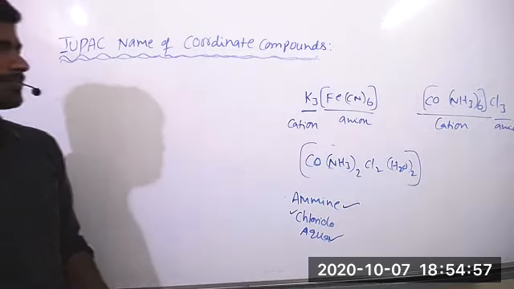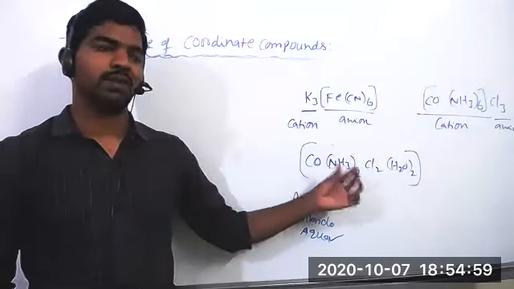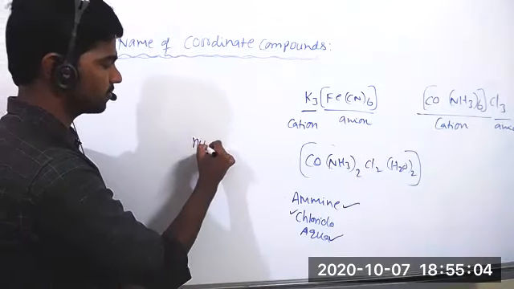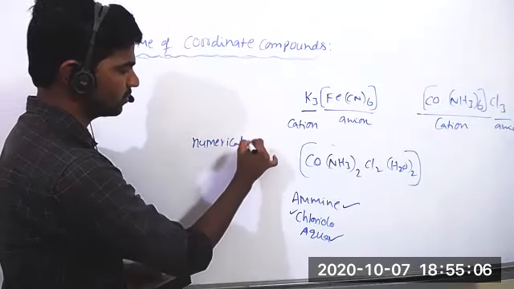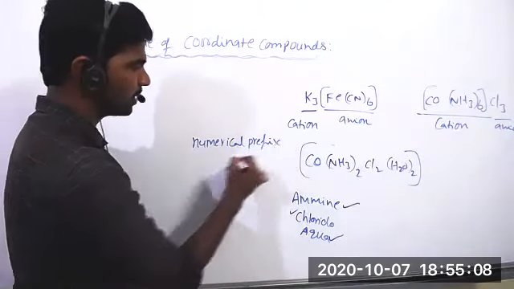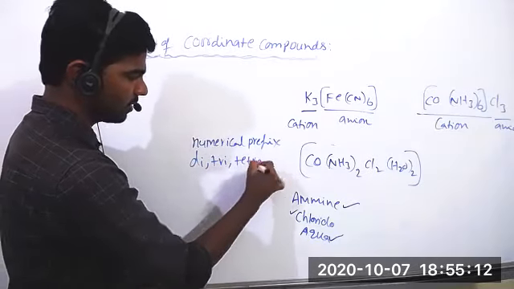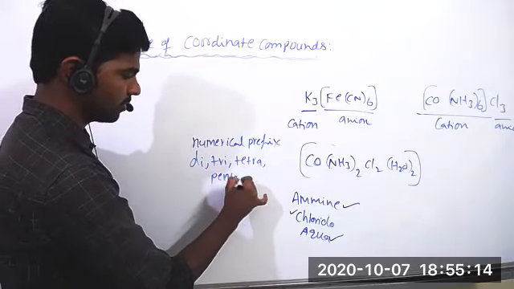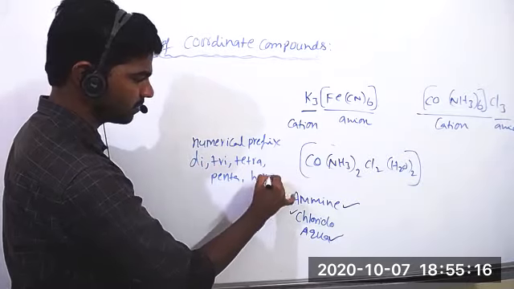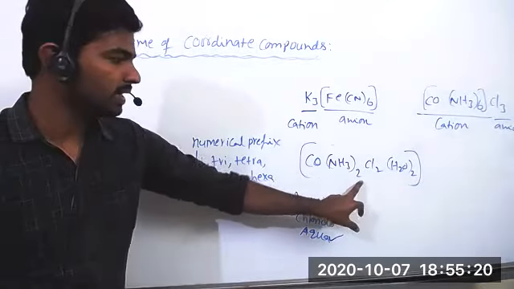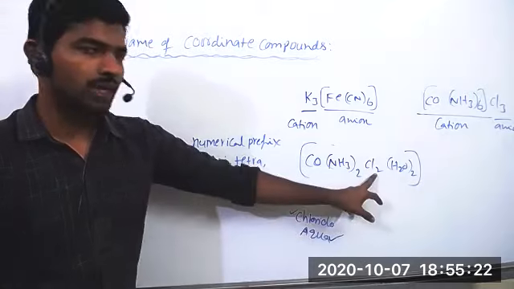Suppose the same kind of ligand is present more than once. We use numerical prefixes. Numerical prefixes are di, tri, tetra, penta, hexa. Suppose here two ammonias are there, we write diamine. Two chlorines are there.